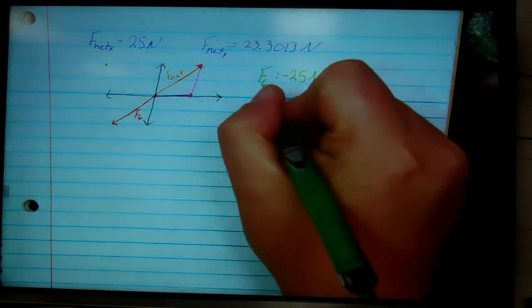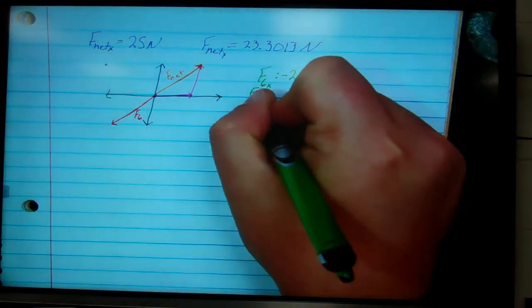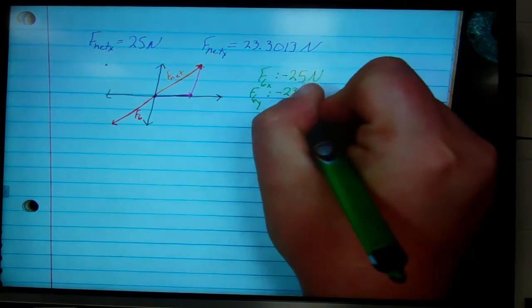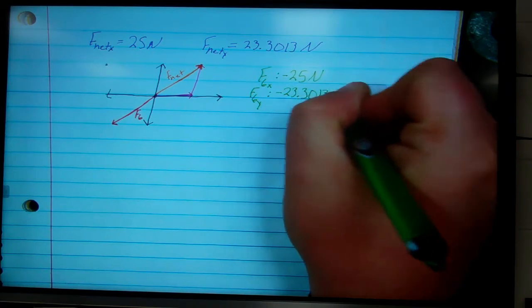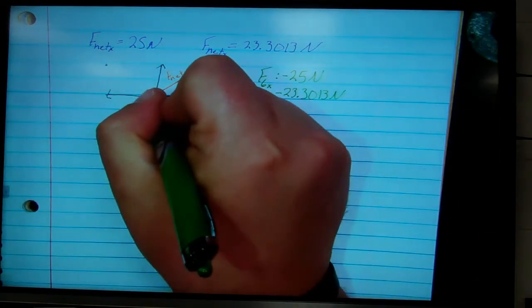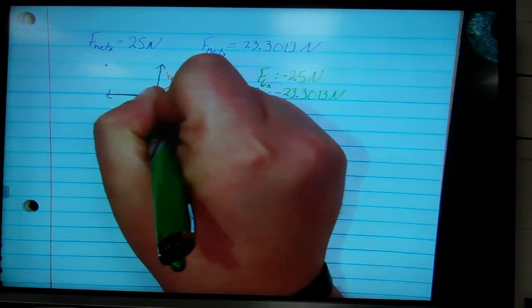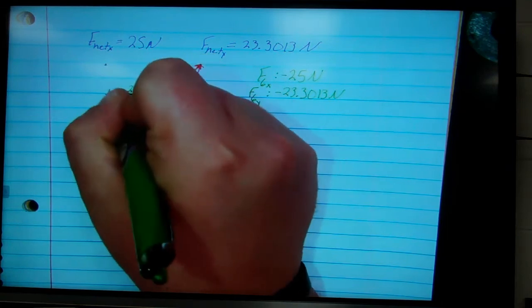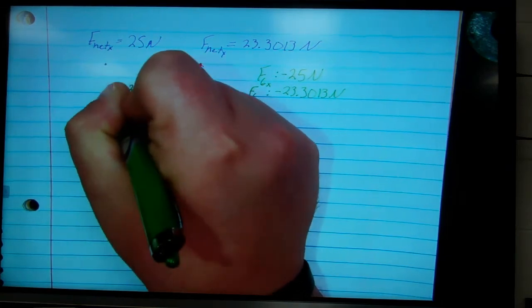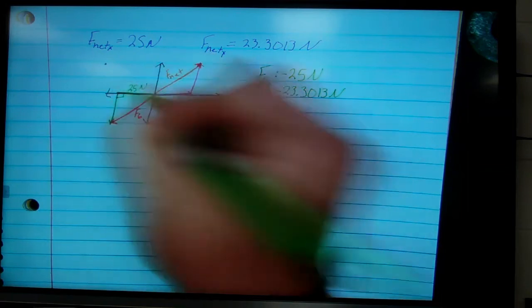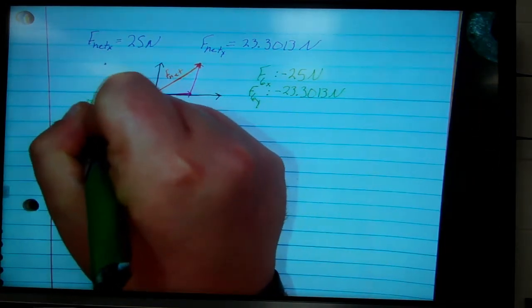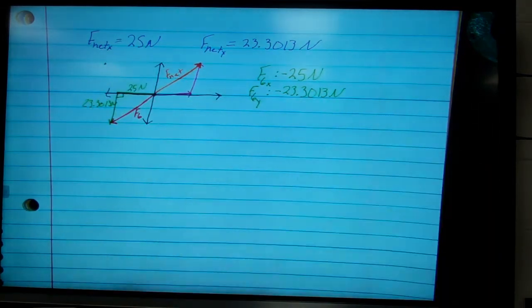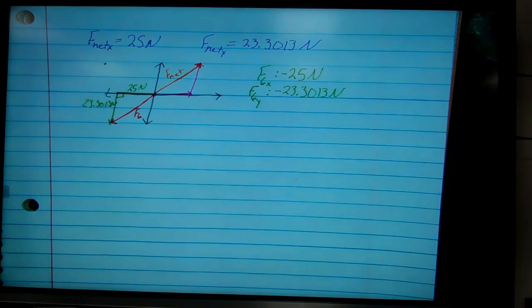So the force 6, Y component, we get negative 23.3013 newtons. So in this case, your component vectors: there's the first one, 25 newtons, and there's this one at a right angle, 23.3013 newtons.